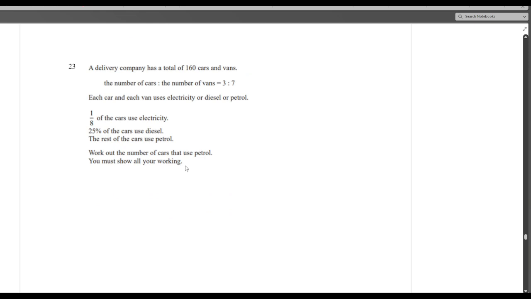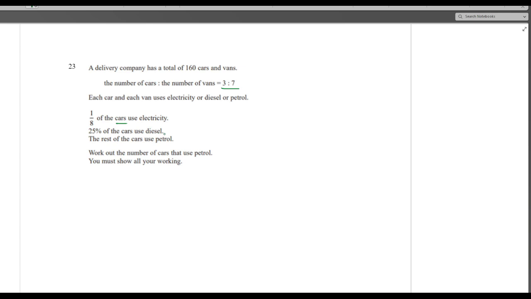A delivery company has a total of 160 cars and vans. The number of cars ratio number of vans is 3:7. Each car and each van uses electricity or diesel or petrol. 1/8 of the cars use electricity. 25% of the cars use diesel. The rest of the cars use petrol. Work out the number of cars that use petrol. You must show all your working.